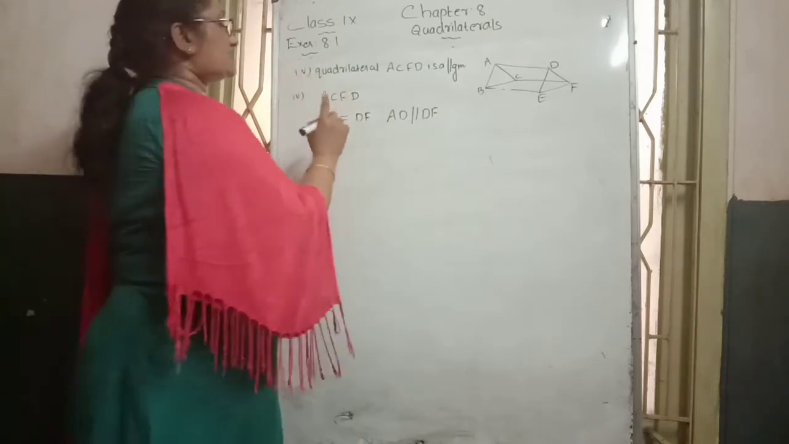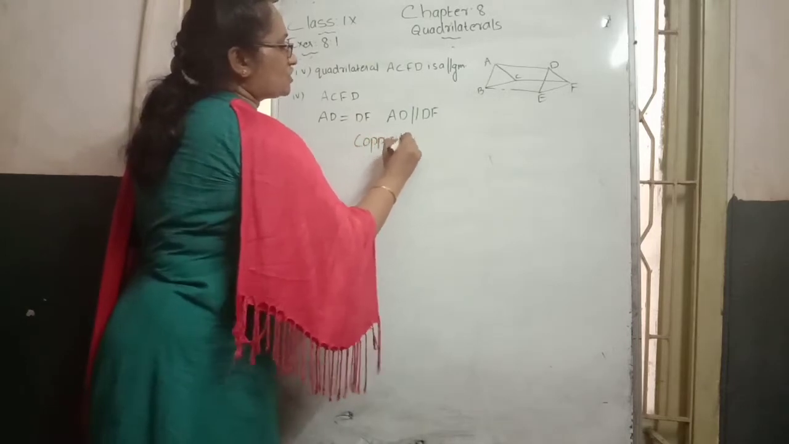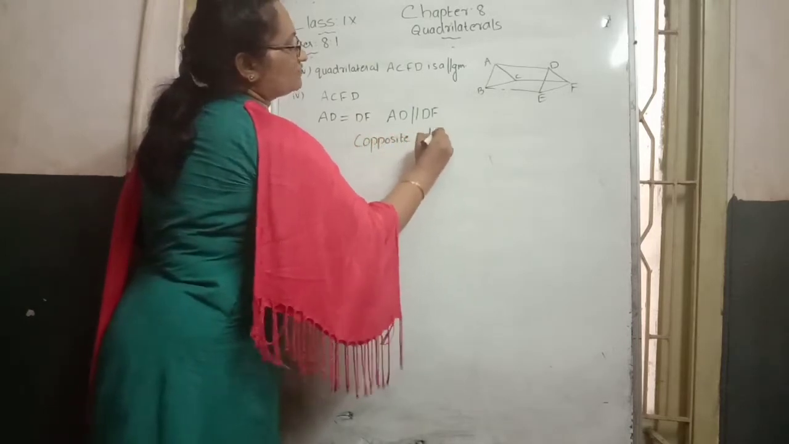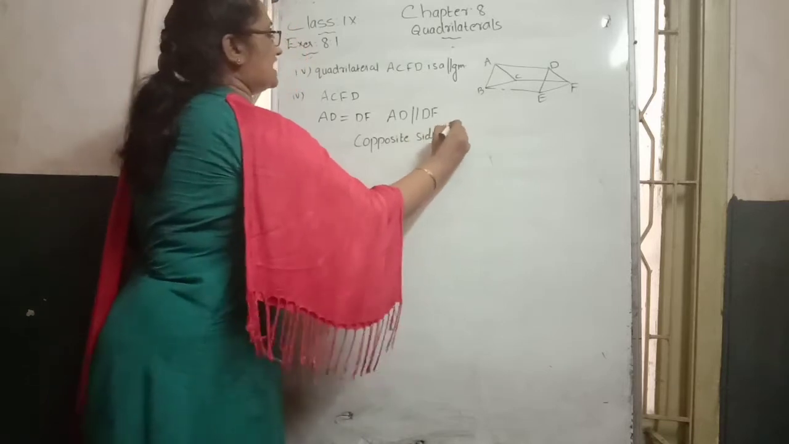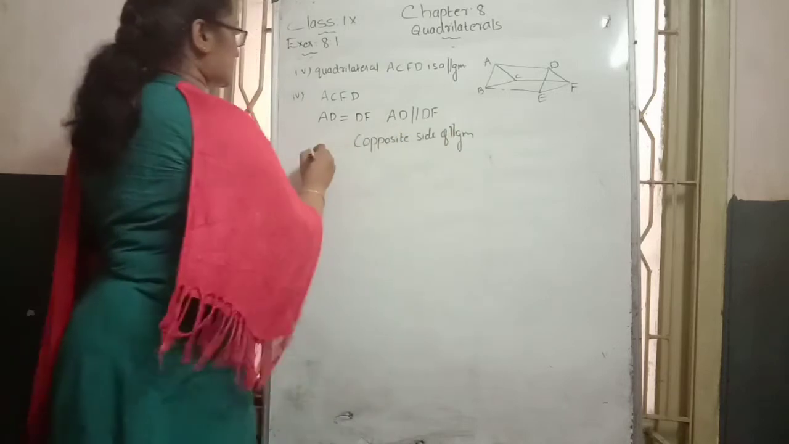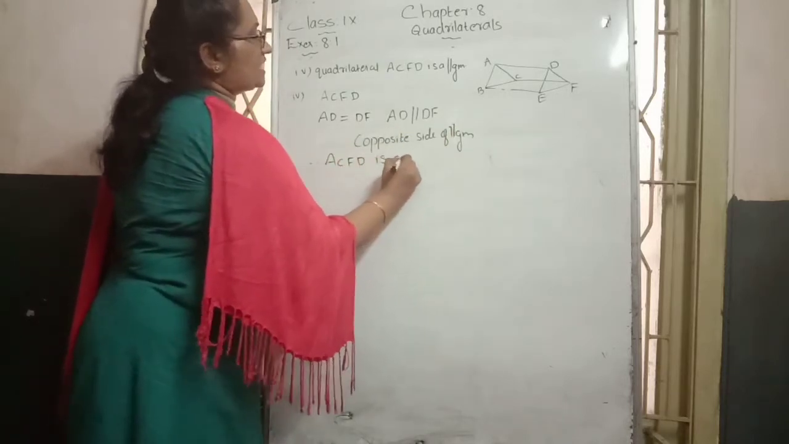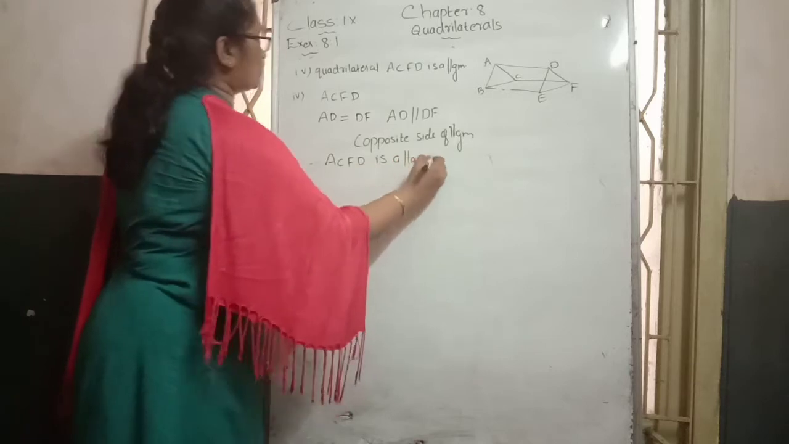Already we proved. What is this? This is the opposite side of a parallelogram. That's why we can say ACFD is a parallelogram. Hence we prove the fourth case.